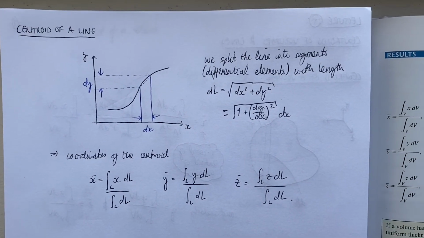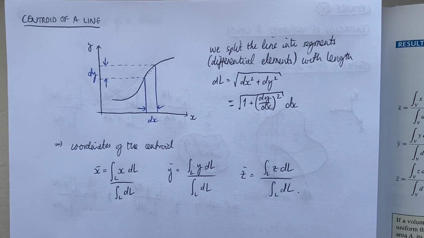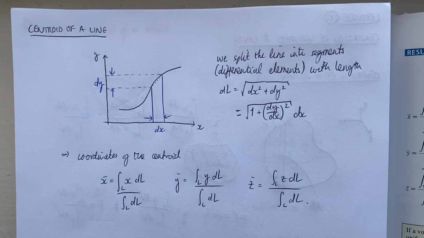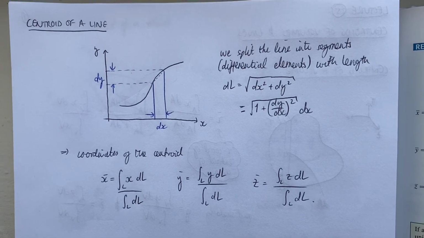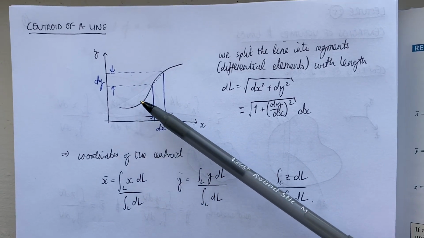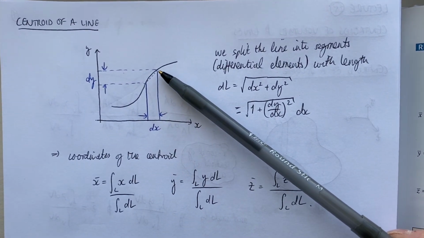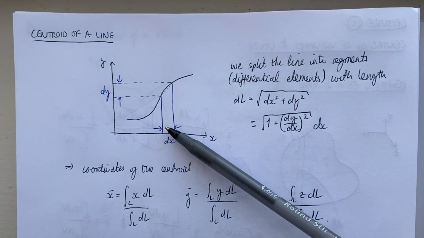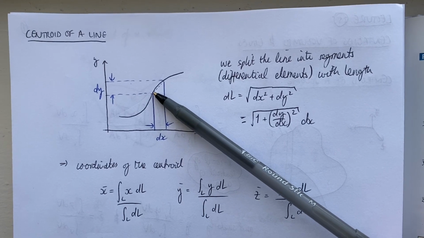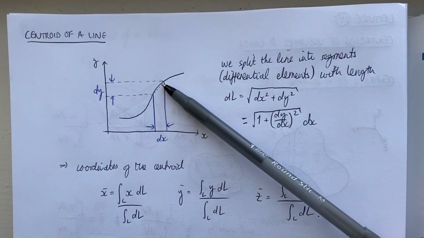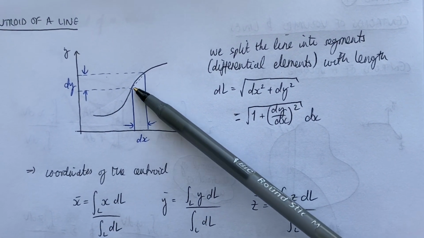So before we get into some examples proper, let's quickly discuss the centroid of a line. It's a similar kind of technique to finding the centroid of an area or a volume. Basically what we do is we split up our line into little segments of width dx and of height dy, and we call these little segments differential elements of the line, and we can work out the length of this piece.